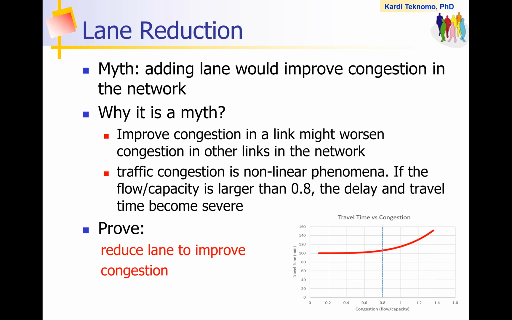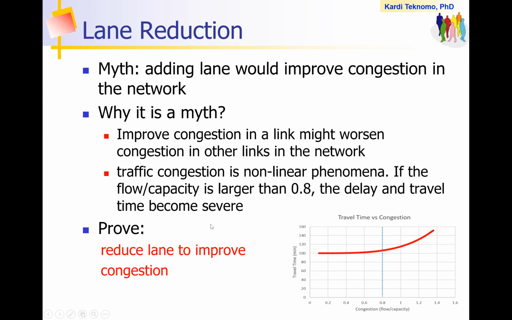better. So now the second reason is traffic congestion is actually non-linear. Yeah, non-linear. So here is the graph between the travel time and the congestion. Remember the capacity is 1, right? So you can see when the VC ratio or the congestion is below 0.8, it is almost linear. Above 0.8, it becomes non-linear. Can you see that? The severity of the travel time and delay will happen above 0.75 or 0.8.